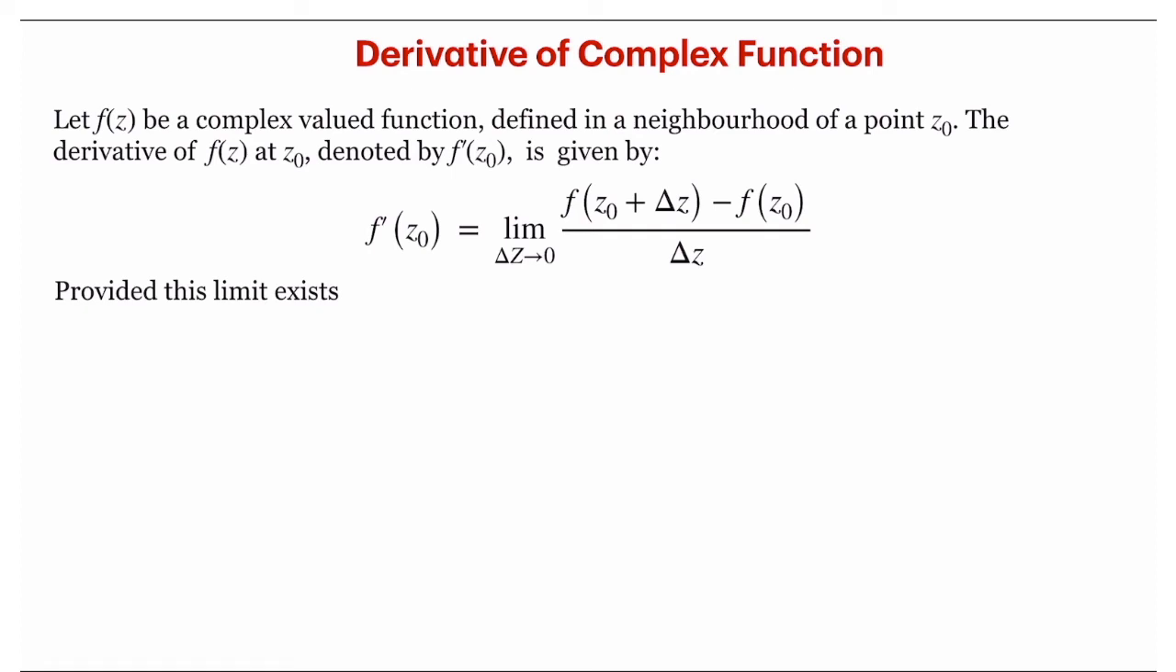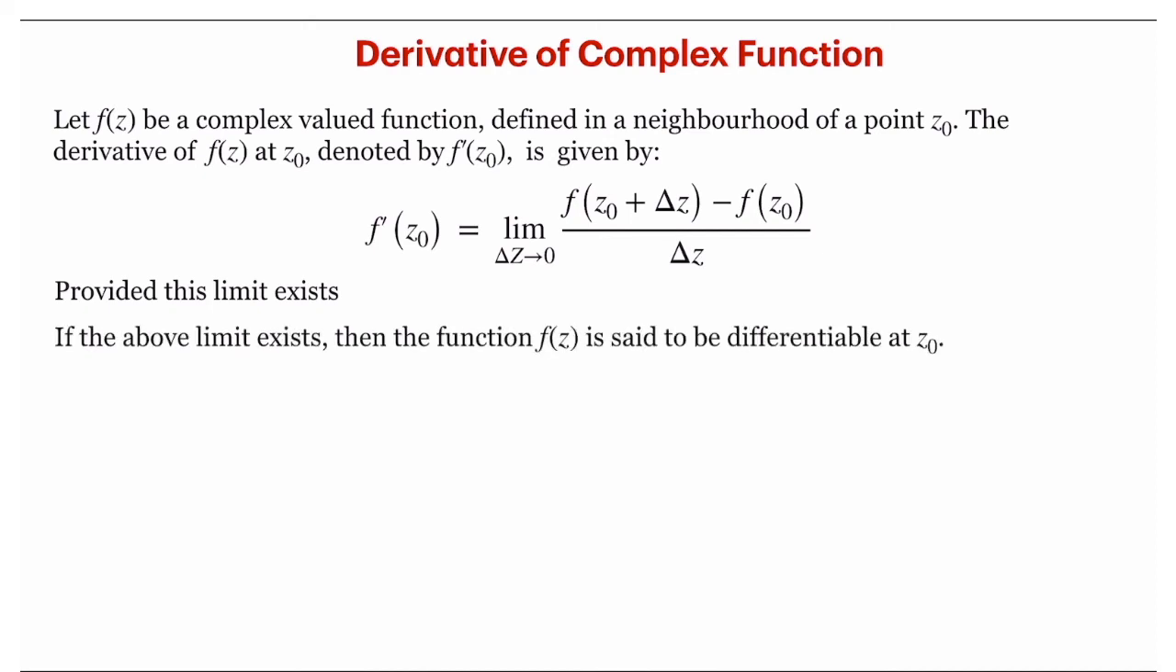It is the same definition of a derivative as for real functions, except for the complexity that this limit needs to exist for an arbitrary path approaching z0, and all the limit values have to be the same for the limit to exist. So this is the standard definition of derivative from the first principle. We can use it for computing the derivative, but often we use much simpler rules to calculate the derivative of the function. If the above limit exists, then the function f(z) is said to be differentiable at z0.